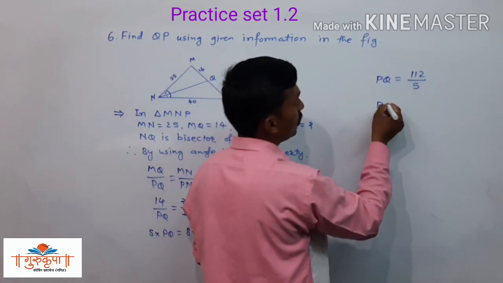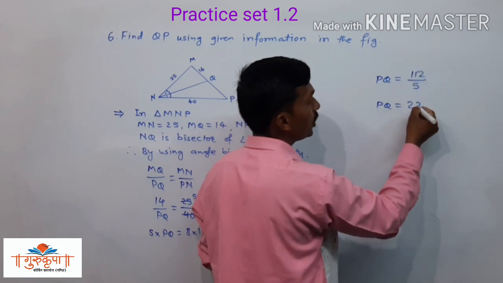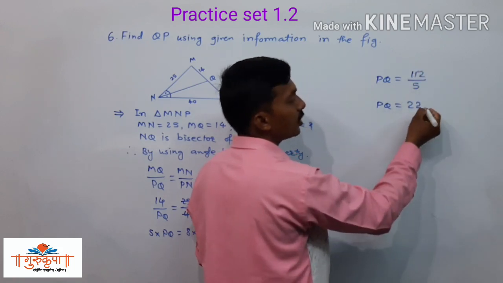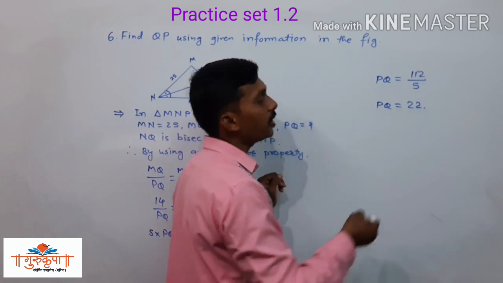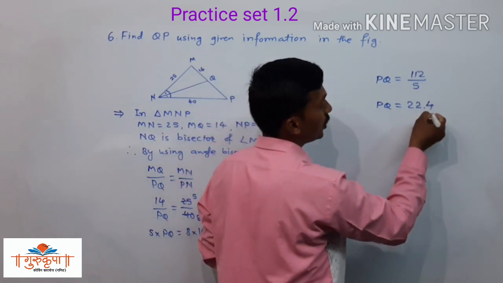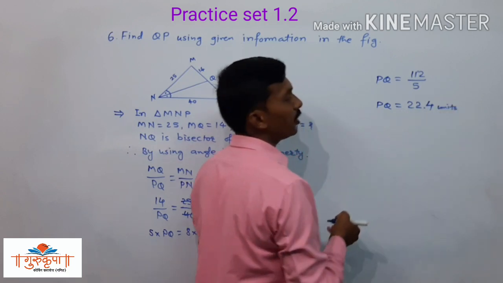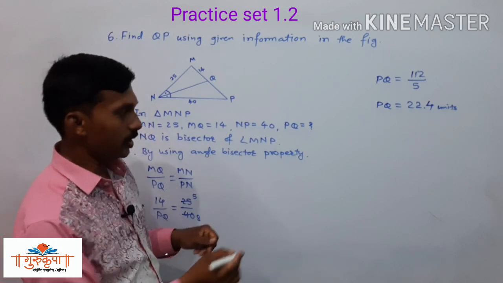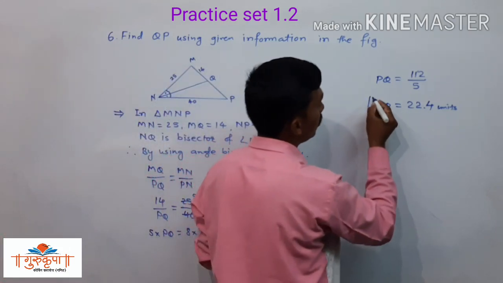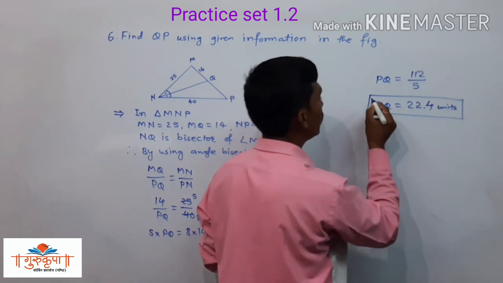So PQ is equal to: 5 2s are 10, 1 is remaining here, and then again 5 2s are 10, 2 is remaining there. We will take a decimal sign here and take 0 on 2, we will get 20 there, 5 4s are 20. So this is the length of segment PQ. It is 22.4 units. So this is all about question number 6. Here we complete the 6th question.